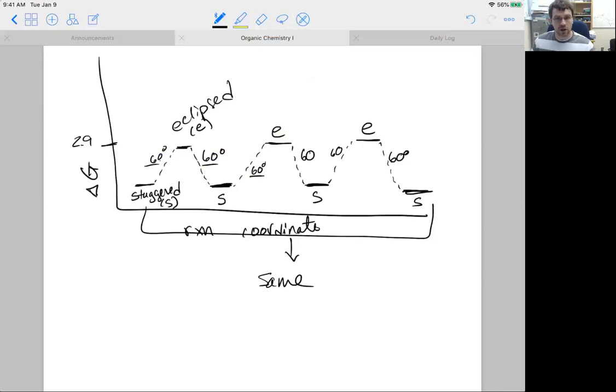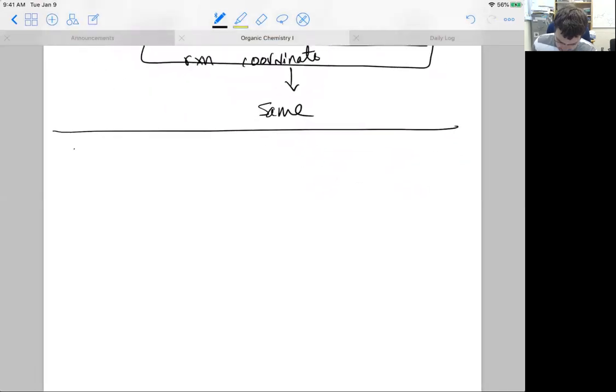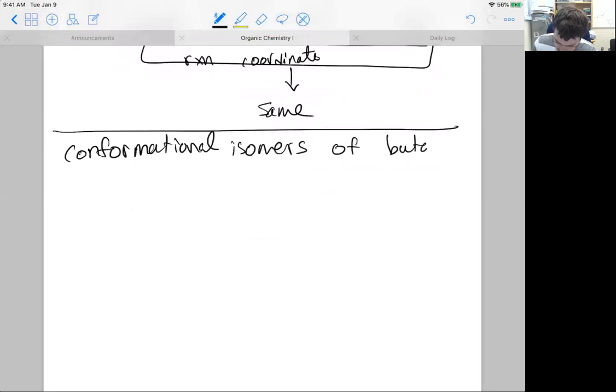Well, there is an example where we could make those two groups different, and a good example of that is just butane. So the conformational isomers of butane. So butane, recall, is a straight chain hydrocarbon with 4 carbons attached. So what we want to do is draw that molecule and analyze this bond. So we're analyzing that bond.